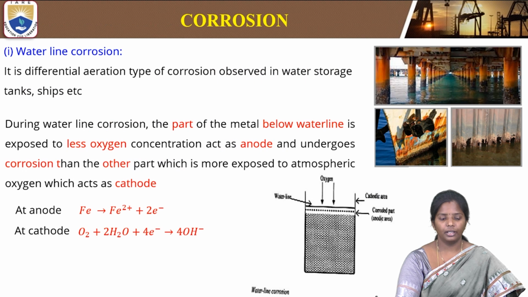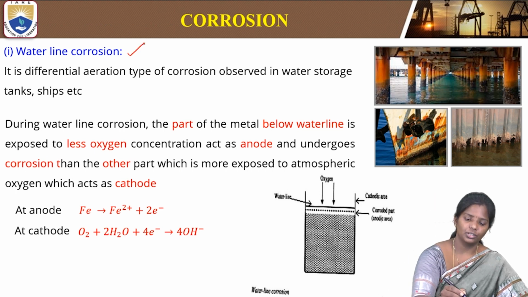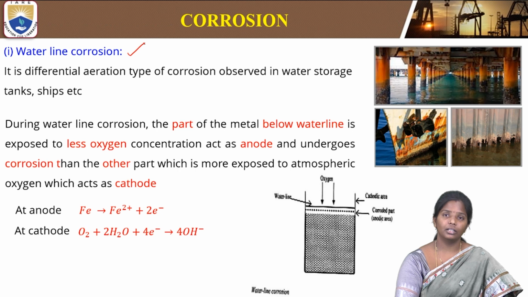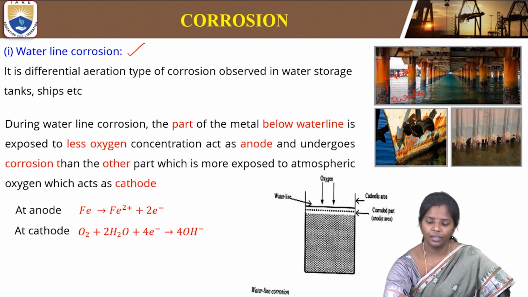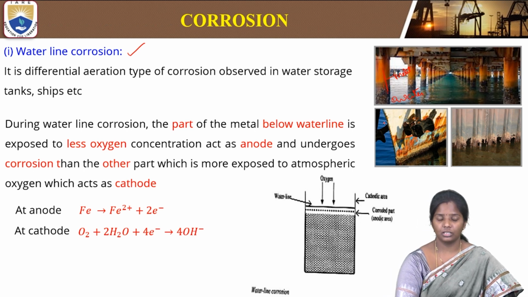There is another type of corrosion, like waterline corrosion. In differential aeration corrosion, there are other types like waterline corrosion. It means when the metal is in contact with water. For example, in this bridge, this is water and this is metal. There is some difference in the corrosion, so we will see how it is occurring.